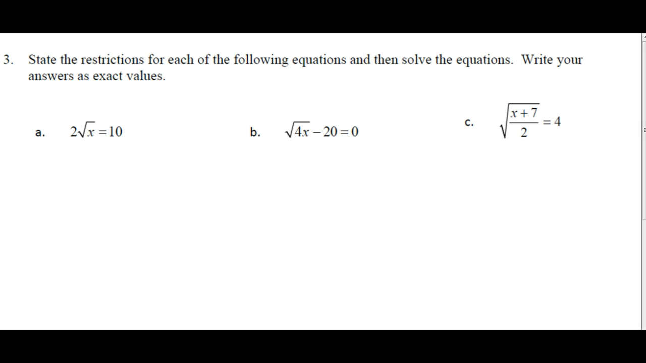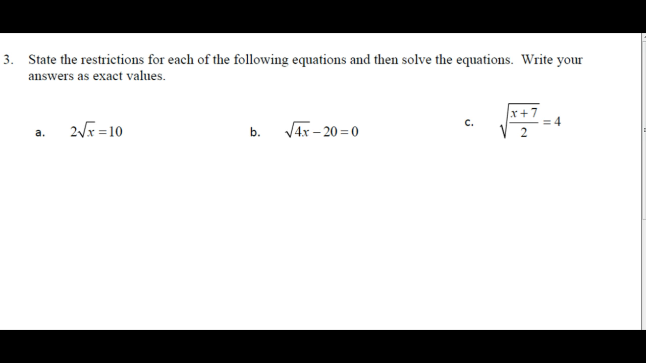State the restrictions for each of the following equations and then solve the equation. With radicals and solving radical equations, it's very important that you state restrictions. Because when we go to check the answer, we need to see that sometimes what we're going to do to solve a radical equation is get rid of the radical sign. How do we do that? Multiply by the radical itself, or we square both sides, really.